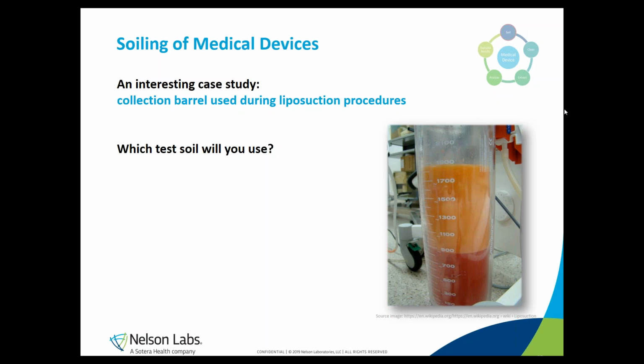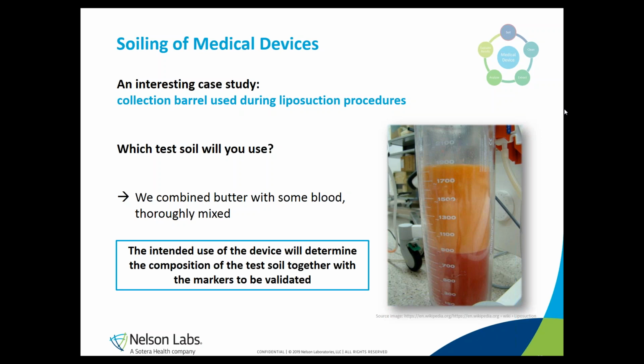Eventually, we came up with a very clever soil, namely we combined butter and we spiked it with some blood to mimic the fat and the blood after patient contact. And after thoroughly mixing the test soil, we got actually a test soil that looked very similar and almost identical to what you can see on this picture. So this example clearly indicates that the composition of the test soil that you're going to use, together with the markers that you wish to test for, is determined by the intended use of the device.